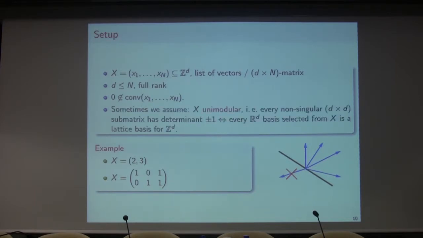Sometimes we will have a list of vectors which is unimodular, meaning that every non-singular d by d submatrix has determinant plus or minus 1, or equivalently, if we choose a vector space basis from our list of vectors, then it will already be a lattice basis. This matrix is unimodular, this one is not. We saw in the example here the vector partition function was polynomial. Here we have these periodic parts. Let me go with X, a list of vectors that will be used throughout the rest of the talk.